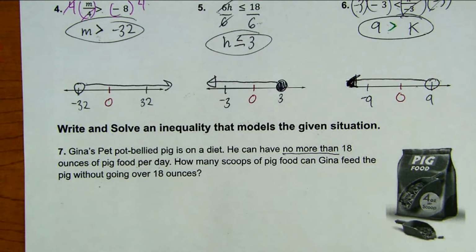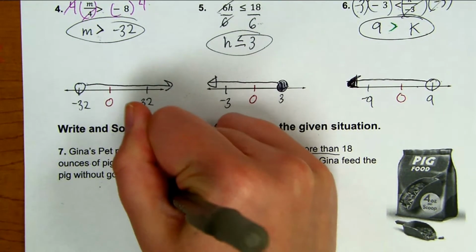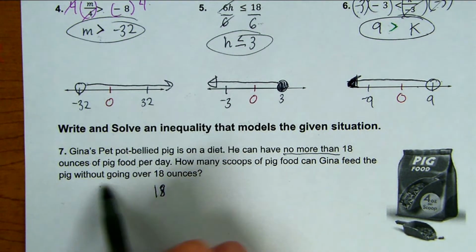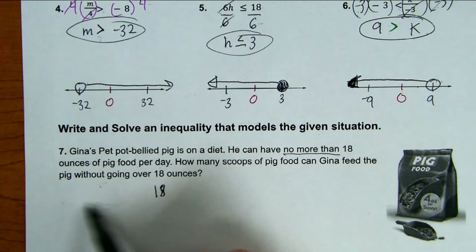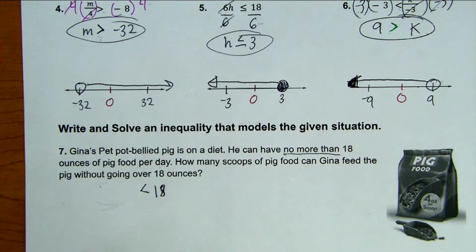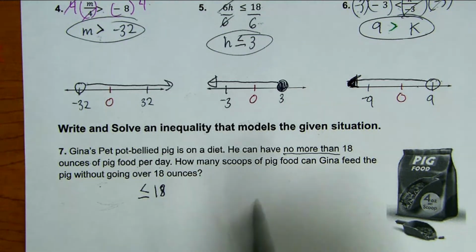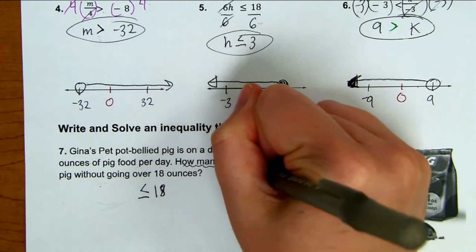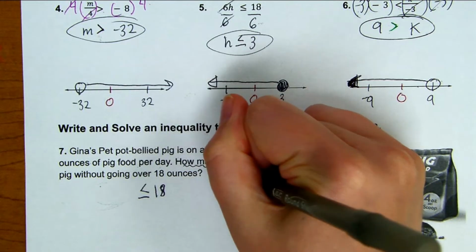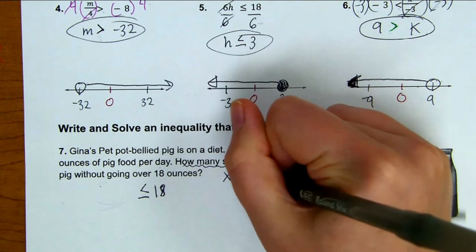So if we have 18 as the limit, and over here we're trying to represent how much food the pig is eating that day, it has to be less than 18, or it could equal 18. Now it asks how many scoops of pig food Gina can feed. So when we define this, let's say let x equal the number of scoops.